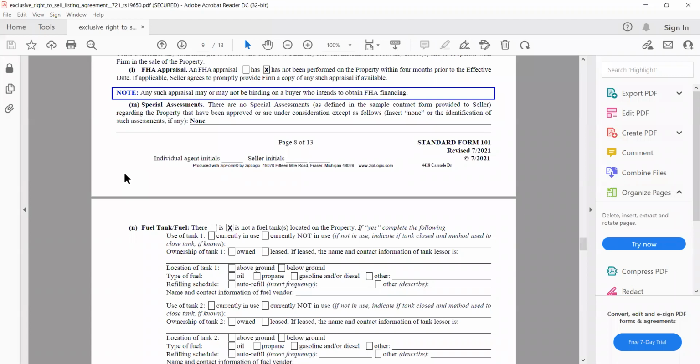How do you know if there's a special assessment? Well, usually there's a letter sent by the HOA or the developer to each household, or you can call the HOA and ask them.